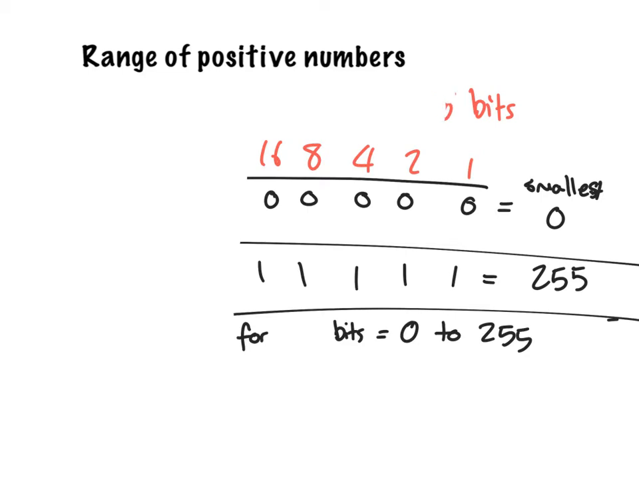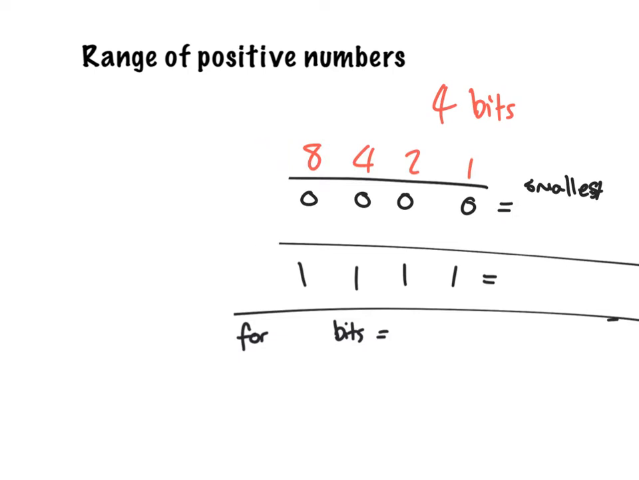Okay, we're going to do 4 bits this time. 4 bits, 1, 2, 3, oh, I've added an extra one. Okay, so this is our 4 bits.